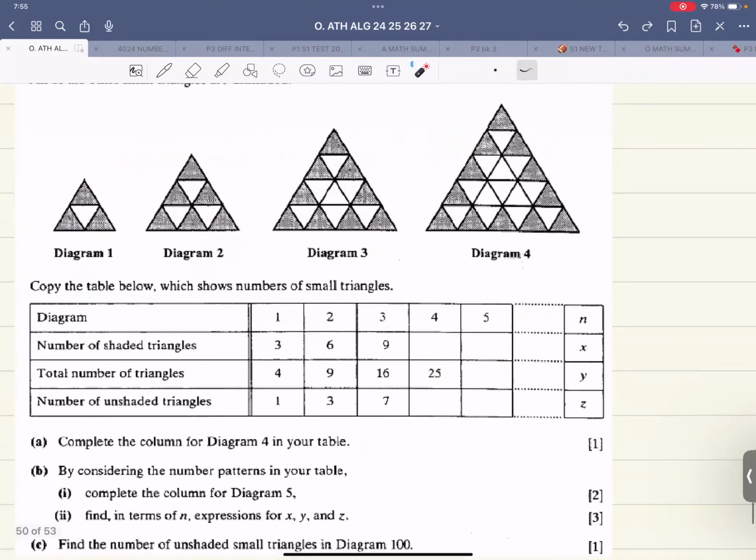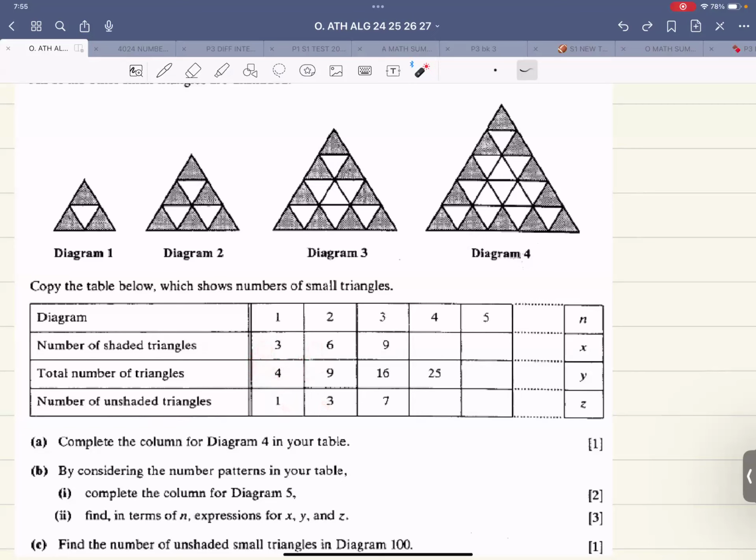Copy the table below. And now it's about filling in the table, which shows the numbers of small triangles. Diagram number 1, 2, 3, 4, 5, n. Number of shaded triangles, 3, 6, 9. This is x. Total number of triangles, which is 4. Number of unshaded triangles, 4 minus 3, which is 1. 9 minus 6, which is 3. 16 minus 9, which is 7, and so on.